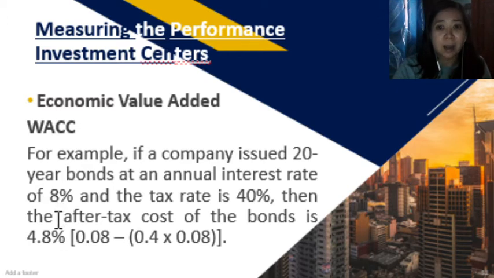Again, the cost of your 20-year bond decreased because the interest has a tax deductibility feature. That's why it was reduced to 4.8. We adjusted for its tax deductibility. So again, the weighted average cost of capital for the bonds is 4.8.